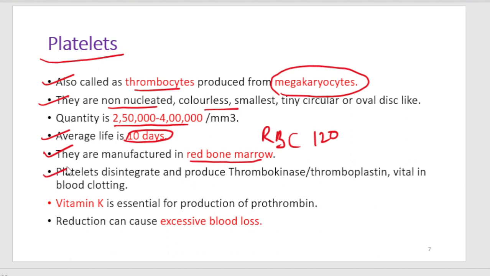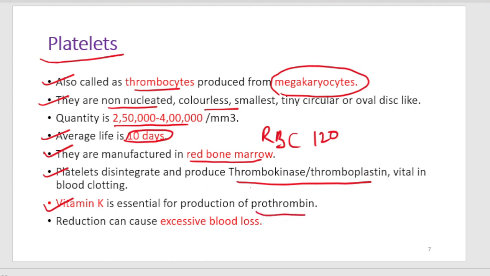Platelets are important for blood clotting because during blood clotting, platelets disintegrate. On disintegration, they form thromboplastin, which is important for blood clotting. And vitamin K is also important in blood clotting. Why? Because it produces prothrombin.